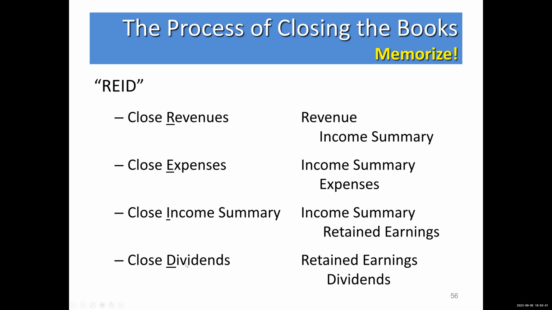And finally, we close dividends, right? D, close dividends. Now we know that dividends is part of A-I-D and it has a debit balance. Well, how do you close a debit balance? Well, with a credit. So you close out the dividends, and you put it into retained earnings. And you're done.